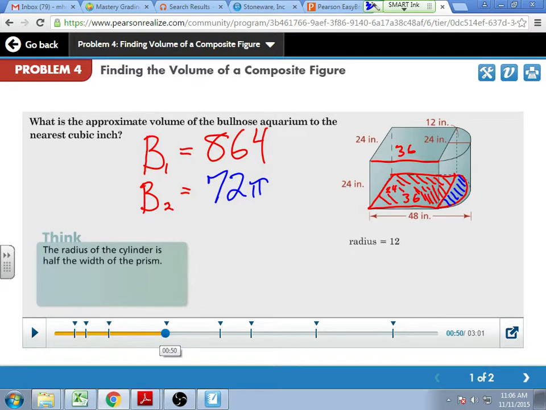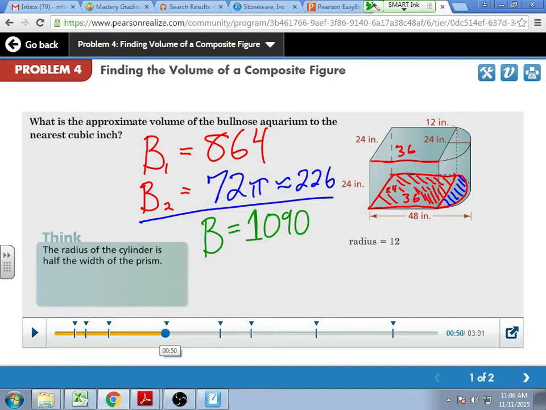So now this is where it gets funky. You can't use terms of pi if your other value is a constant, just a whole number. So we need to go ahead and evaluate. 72 pi is approximately 226. So then I combine 864 and 226. Find out that your combined big B is 1090.19. So really if we rounded, let's just do 1090.2.